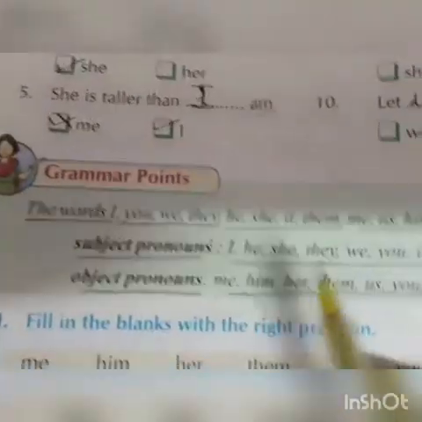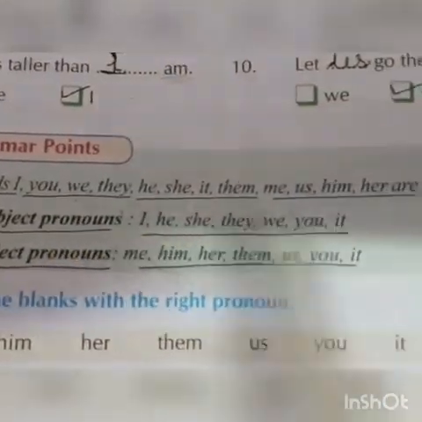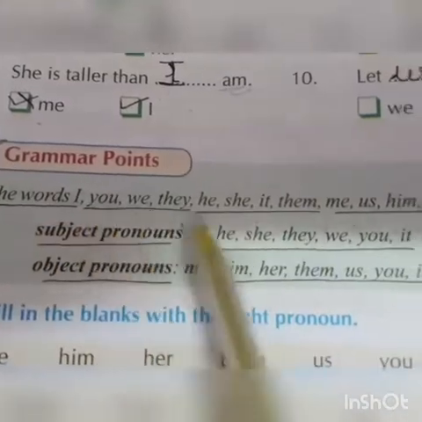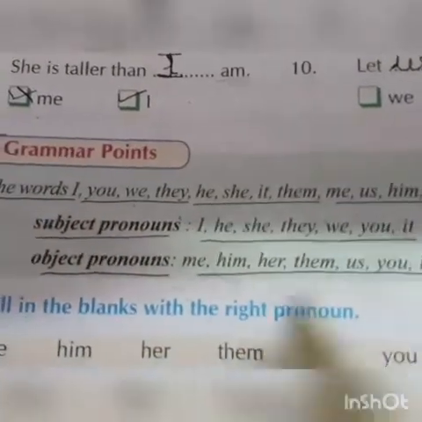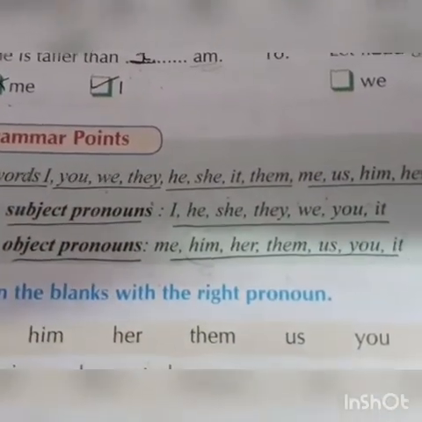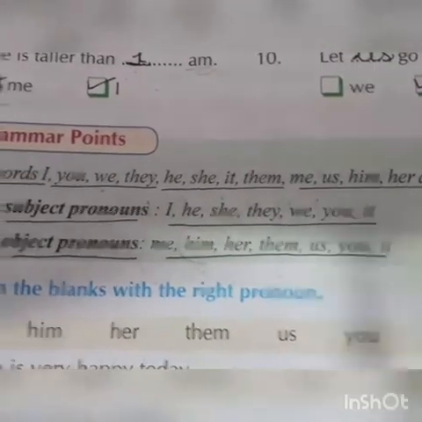Now here we have discussed personal pronouns. In personal pronouns, the words I, you, we, they, them, he, she, it, we, us, you, these are all the personal pronouns. Now in personal pronouns, there's a subject pronoun and there's an object pronoun. The subject pronoun speaks about the object, and the pronoun for which it is spoken is called the object pronoun.